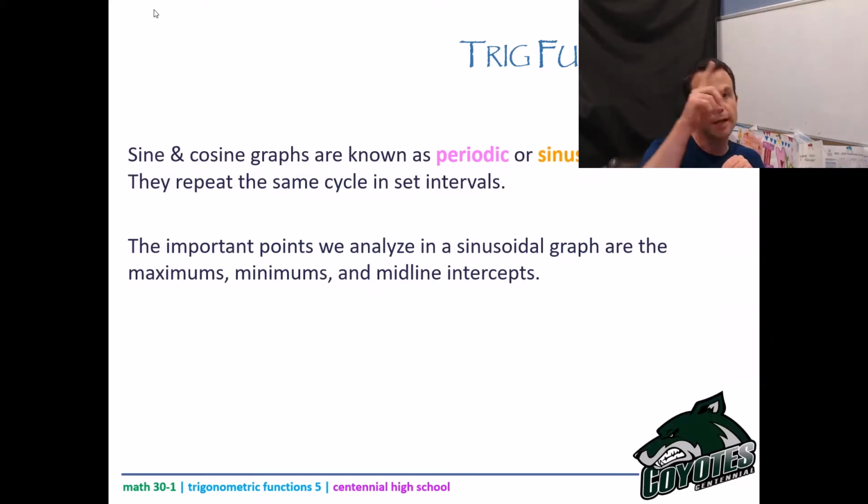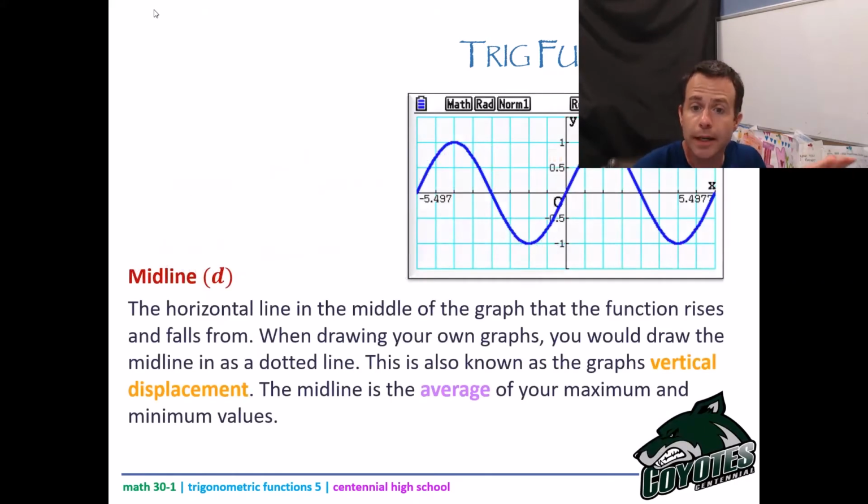So when we're trying to draw the graphs, when I'm marking you on your drawings, I'm going to be looking for accurate maximums, accurate minimums, accurate midline intercepts, and then I'm going to be looking for a nice curve that connects those, okay? Okay, so the midline is your D value, and that's the horizontal line in the middle of the graph that the function rises and falls from.